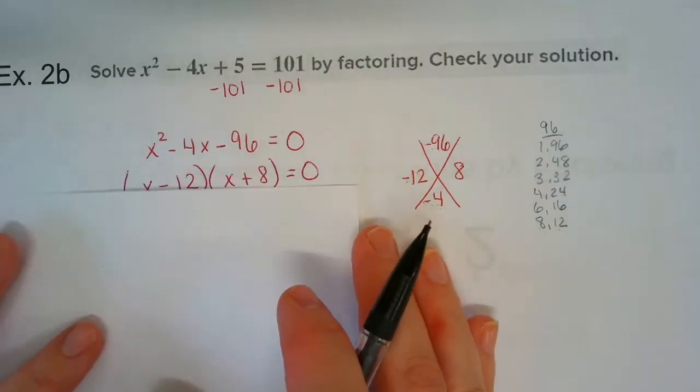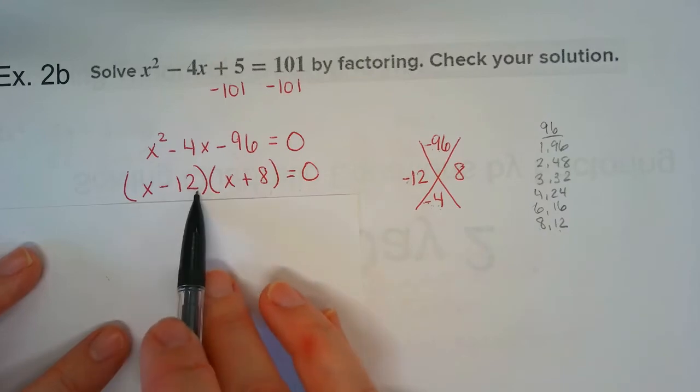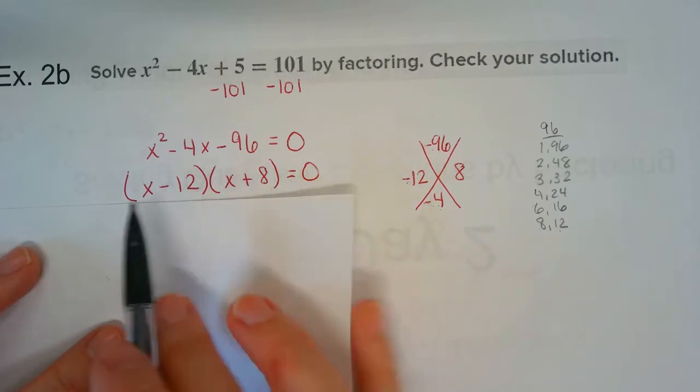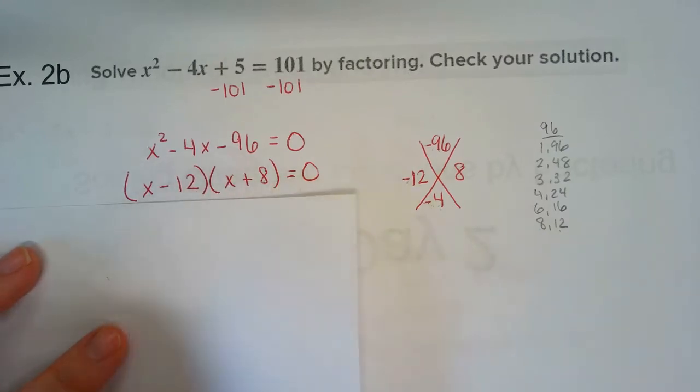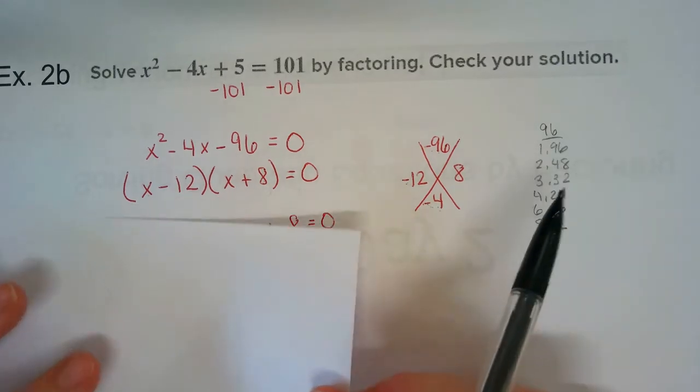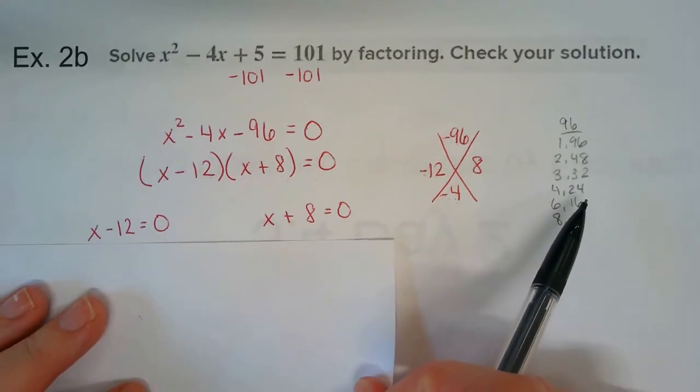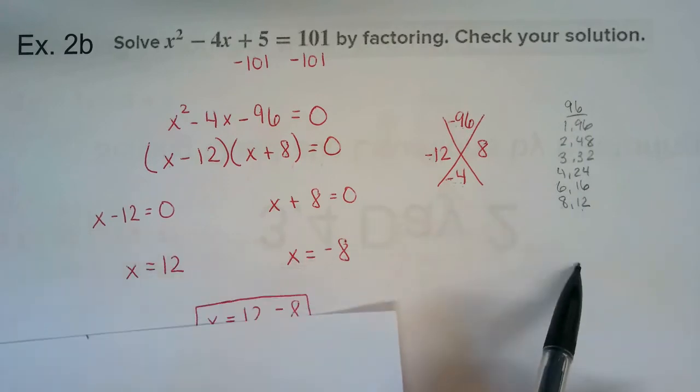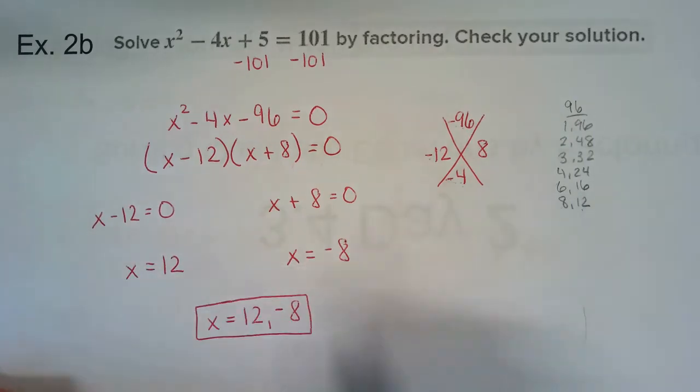Okay, so then I'm ready to write my 2 factors. So x minus 12 and x plus 8. Remember, x and x, fill in those 2 factors. Then set each group equal to 0. So x minus 12 equals 0, x plus 8 equals 0, and solve it. So add your 12, subtract your 8. Those are your 2 answers.